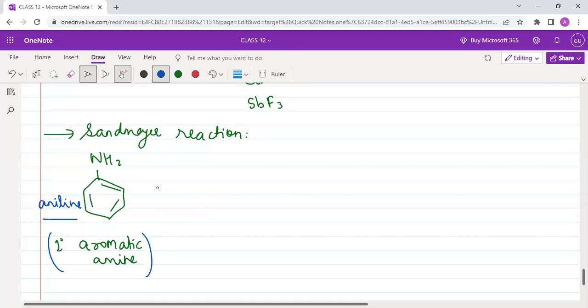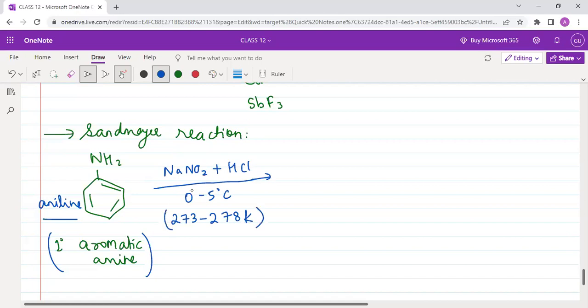And now you react it with sodium nitrite, that is NaNO2 plus HCl. And the temperature range is 0 to 5 degrees Celsius, or in Kelvin, you can say 273 to 278 Kelvin. So you should remember the temperature range of 0 to 5 degrees Celsius. Now, what will be the product? It will get converted into benzene diazonium chloride. So this reaction is very important.